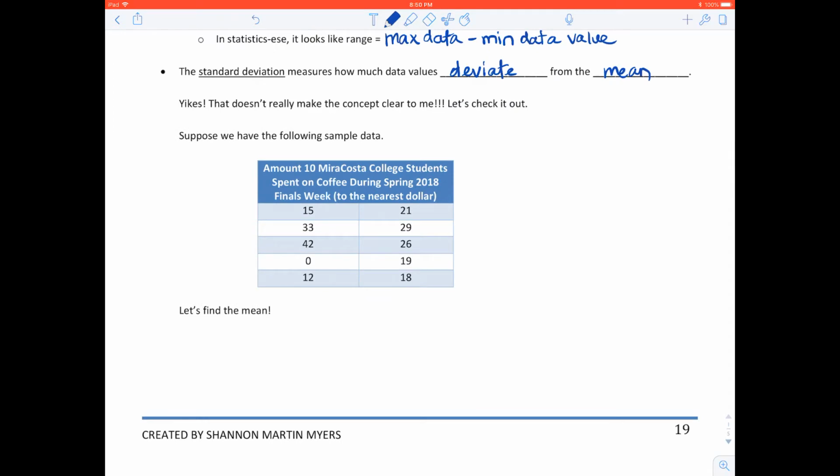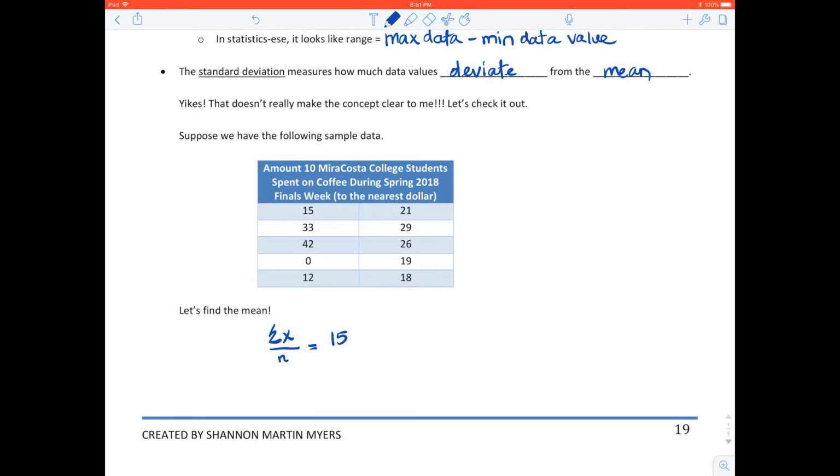Suppose we have the following sample data. This is a sample of the amount 10 MiraCosta College students spent on coffee during spring 2018 finals week, to the nearest dollar. So what would we do to find our mean? Add them all up, right? We can do it in any order we want. So basically, we'd be adding up all these values, right? So remember, how did we notate that? Good, the summation of the x values, and then we're going to divide it by n, the number of data values in the sample. And let's just write this out.